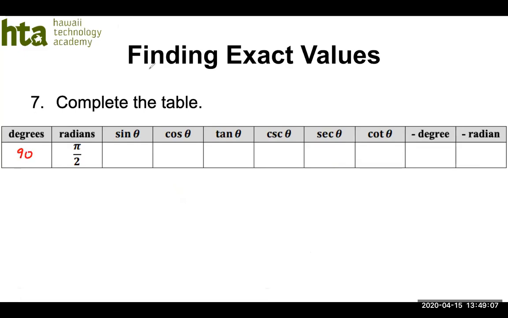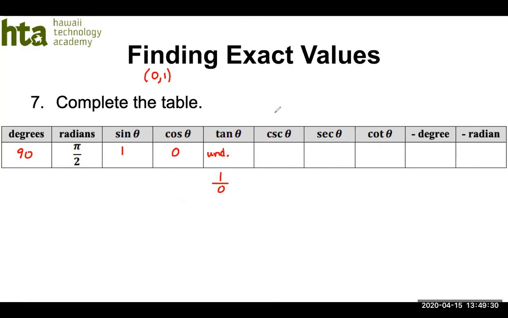And our coordinate point at 90 is the point 0, 1. So that means the sine of theta is 1, because of the y coordinate of that intersection point, and the cosine is 0. If I wanted to find the tangent, sine over cosine, that's 1 over 0. That doesn't exist. That would be undefined.